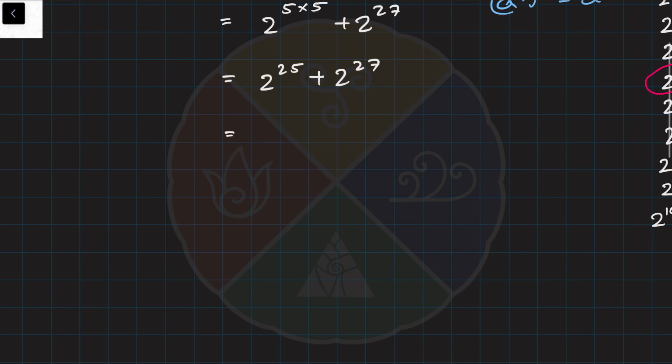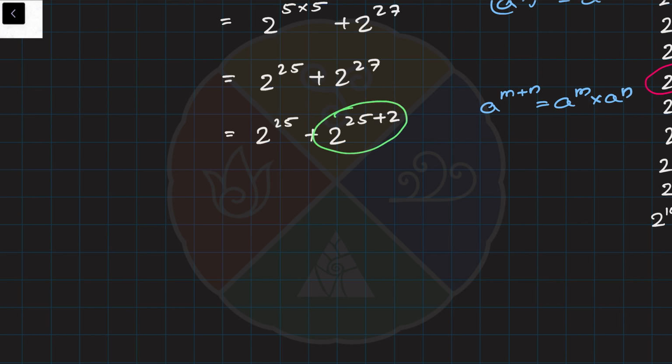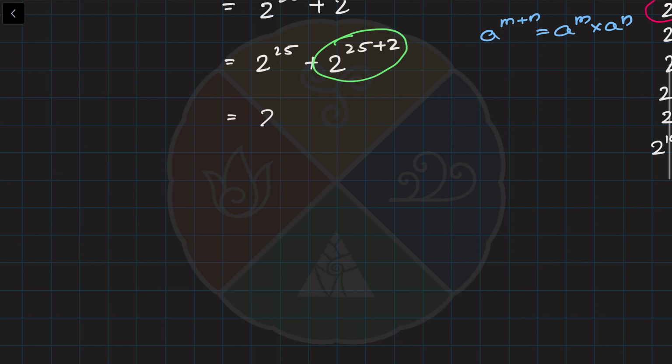Now the same thing could be written as 2 raised to 25 plus 2 raised to 25 plus 2. And we also know that a raised to m plus n is equal to a raised to m into a raised to n. With the same principle, I can split this value. Let's see how that is going to happen. 2 raised to 25 plus 2 raised to 25 into 2 square. It split like that. Now you can take 2 raised to 25 common outside. This value and this value you can take common.